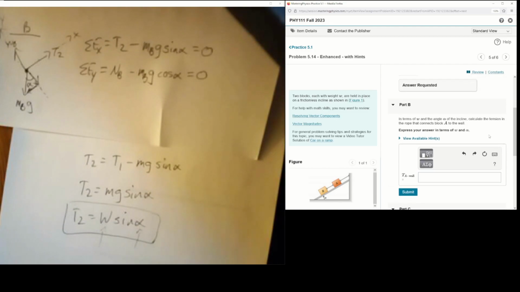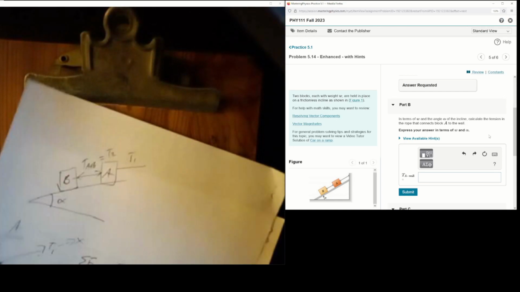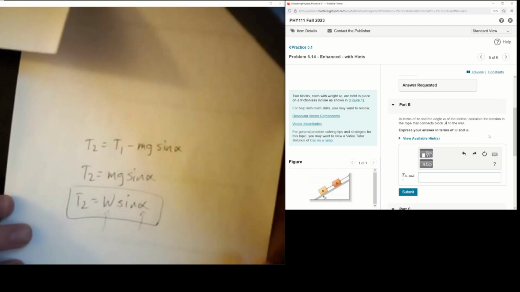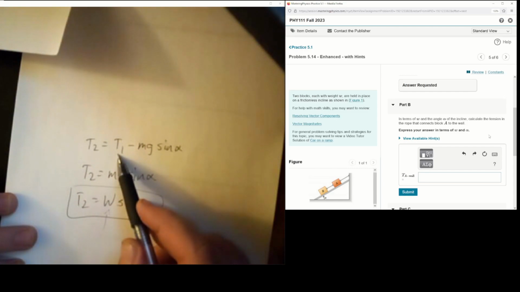Let's check out part B. In terms of the weight and the angle, calculate the tension that connects block A. So that's what I called T1. So now they're asking for this tension connecting to the wall. I called that T1. We go back to our equations that have tension. It's just these two. Now they want tension 1, which is only in this equation. So we have no choice but to use that.